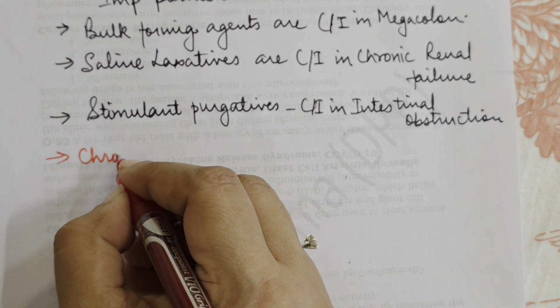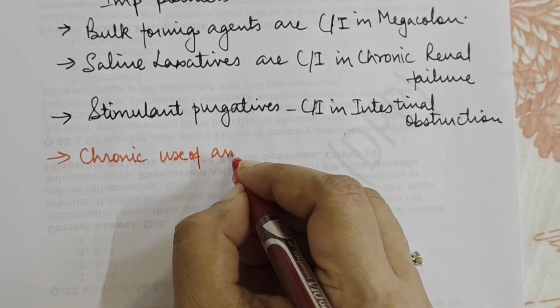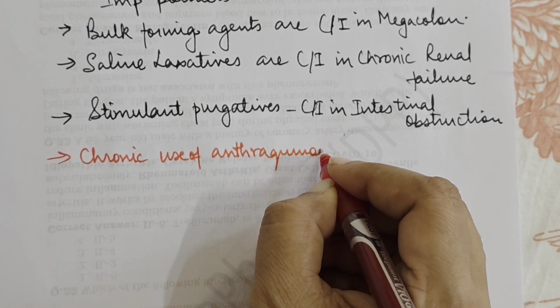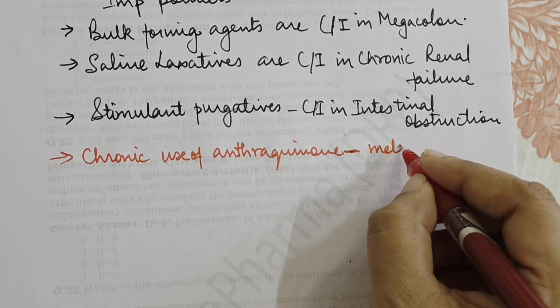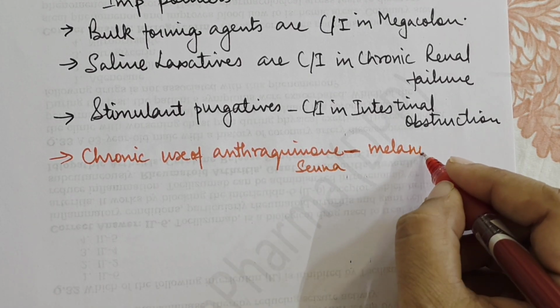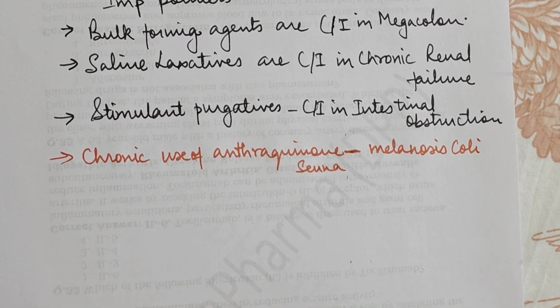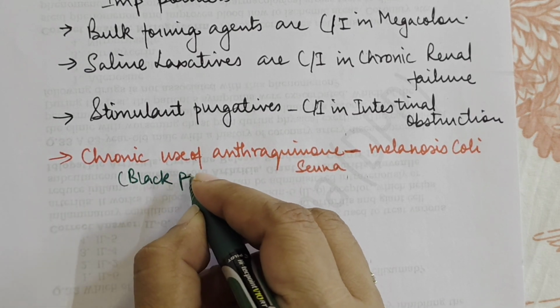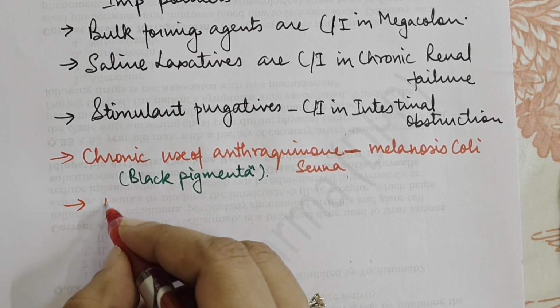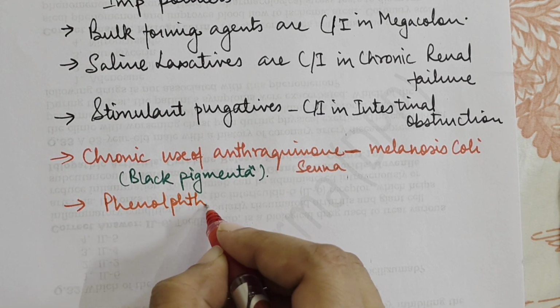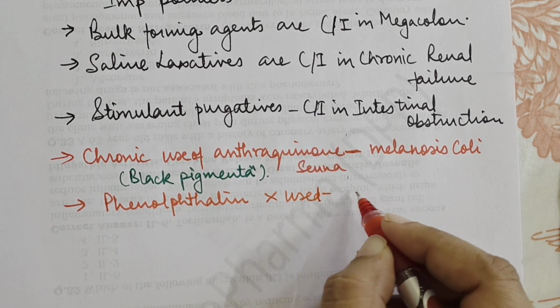Then chronic use of anthraquinones. Many times you will be given a photograph and you will be asked which laxative is responsible for this. So anthraquinones, that is senna, cause melanosis coli, which is basically what? That is a black pigmentation of the colon. Then phenolphthalein is not used now because it is carcinogenic.